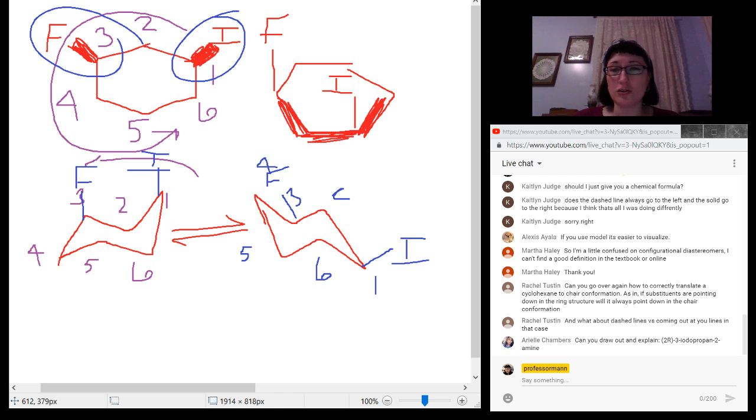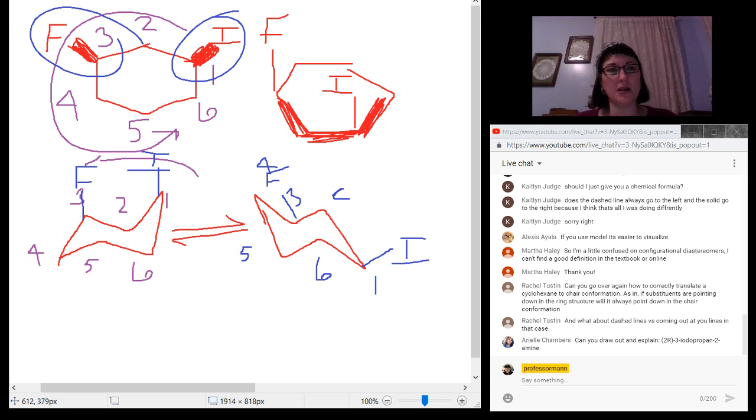If you wanted to draw these as a Newman projection, you could do that. There's a lot of different ways you could go about drawing these, but that tends to be how I do it. So hopefully that makes sense.